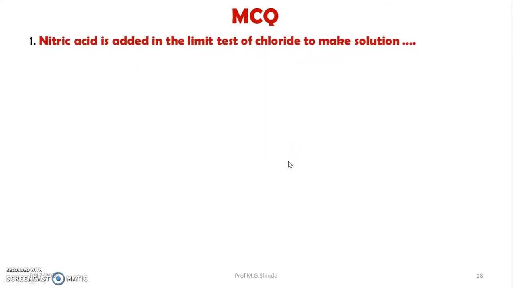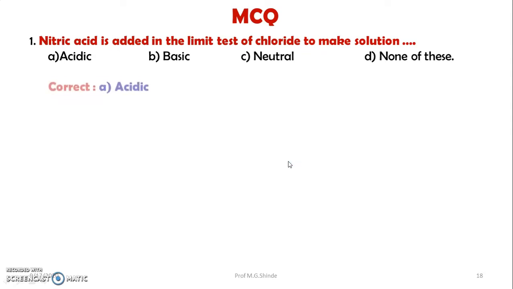So students, there are some multiple choice questions from this chloride limit test. Very first question: nitric acid is added in the limit test of chloride to make the solution dash. There are 4 options given: acidic, basic, neutral, none of these. The correct option is option A, that is acidic.